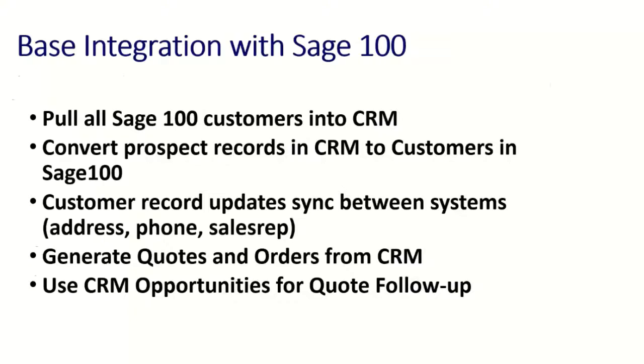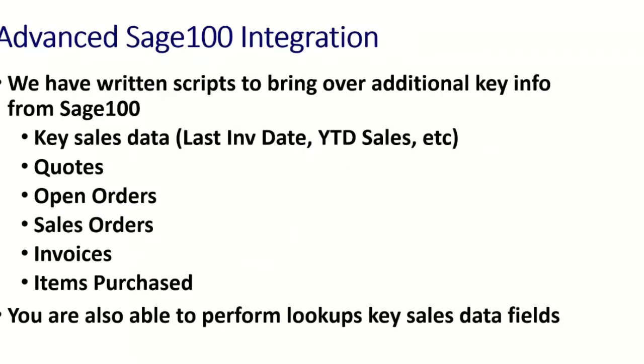Okay, good. So let's talk about some advanced integration. So I mentioned we've been doing this since 2009. We've got about 80 customers now running Sage CRM. Early on, our customers identified that they wanted more information in CRM. So we've written scripts to bring over additional information. So that's part of what we call our advanced customization package. So let's look at that.